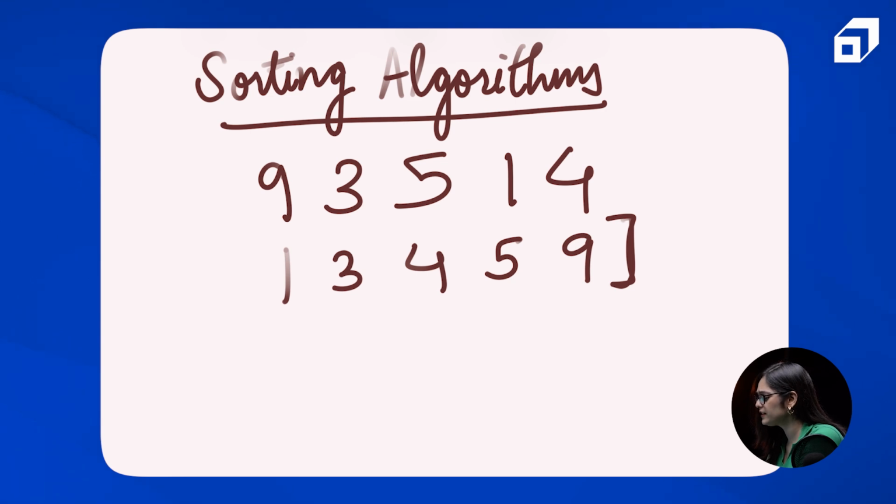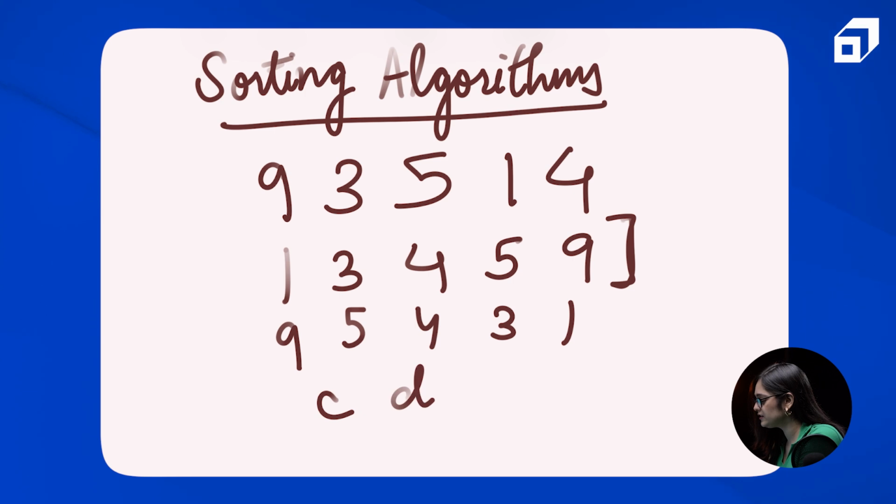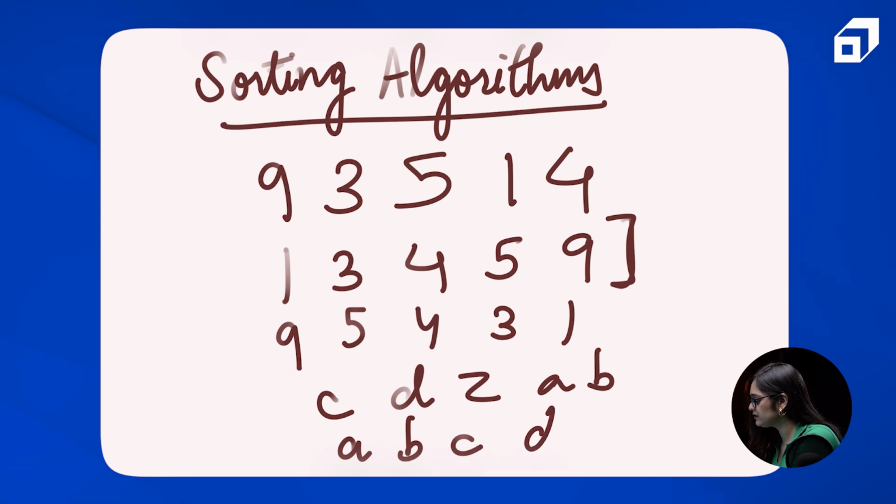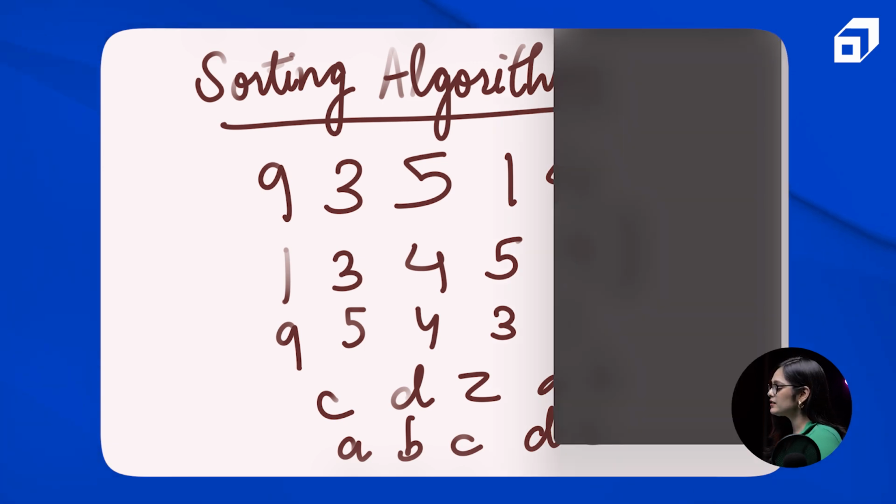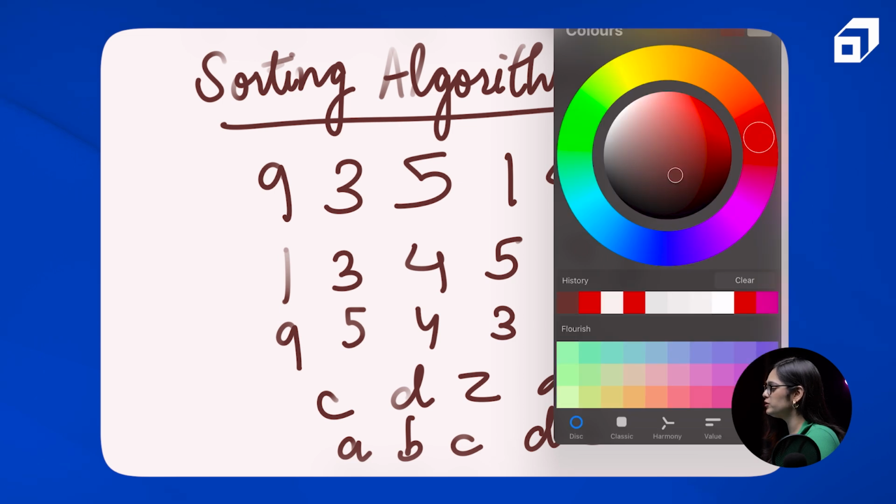We could also sort them in descending order like 9, 5, 4, 3, 1. Another example could be sorting some alphabets in the order of their ASCII values. Say we have a couple of alphabets C, D, Z, A, B. They could be sorted like A, B, C, D, Z. So this is the essential idea of sorting, basically arranging elements in a specific order. Today we'll discuss some basic sorting algorithms, which will be bubble sort, selection sort and insertion sort. If you're a beginner, I think this should be helpful for you and you'll be able to understand.